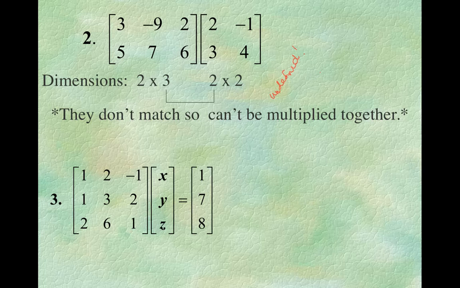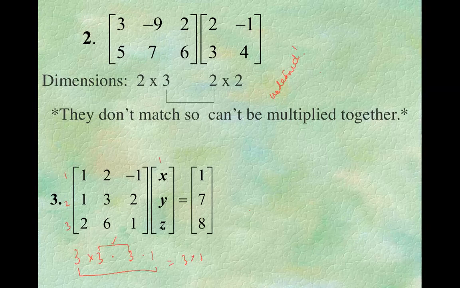Let's do another one. Ooh, let's see what happens here. So I have, well, this is like an equation, right? This is my first row, my second row, my third row, and my first column. So when I multiply them together, I've got 3 by 3 times 3 by 1. These match, check. So I end up with a 3 by 1. So I'm going to be setting up some equations here, right? So first row times first column.